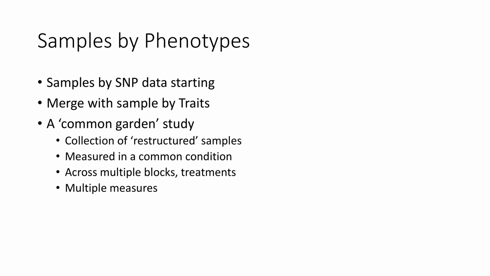All right, so these data sets always begin with the samples by SNP data, but now we're going to merge in samples by traits, and you'll do this in the exercise. The traits are candidate traits, really. They're potential phenotypes that you measure that have potential heritability.